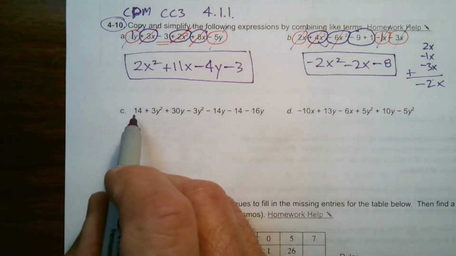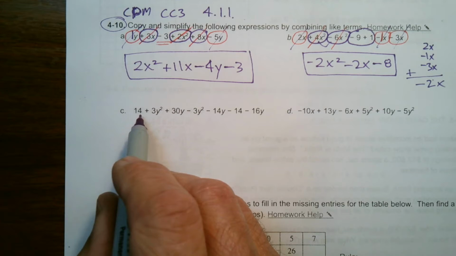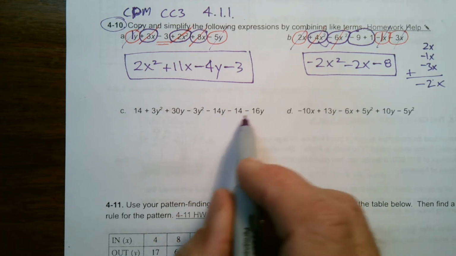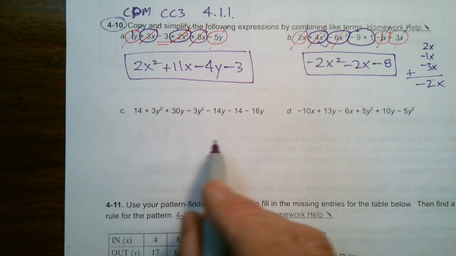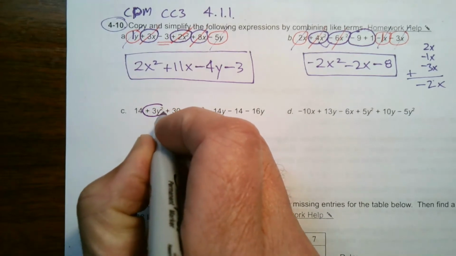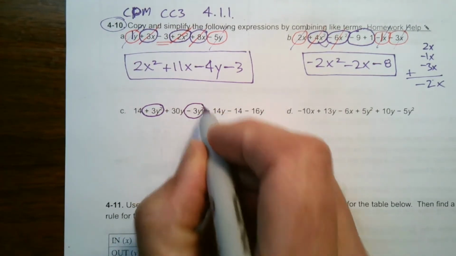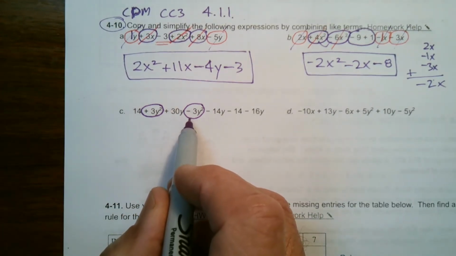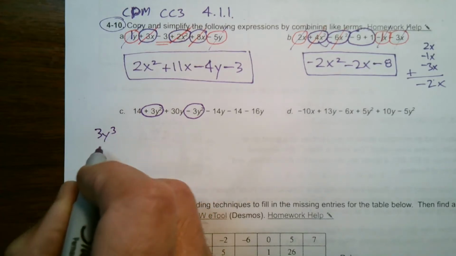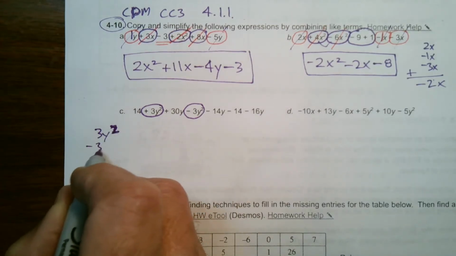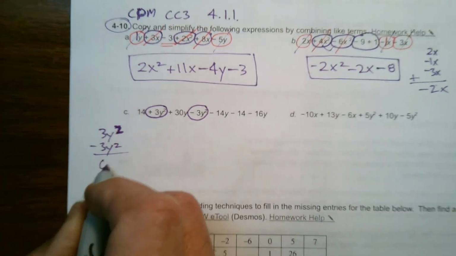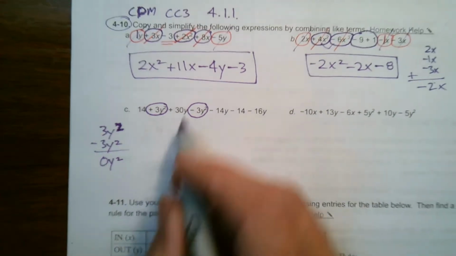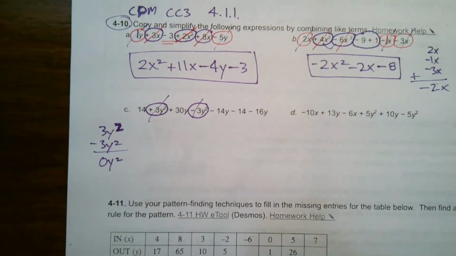Okay, keep going. C. Once again, I'm going to look to see. It looks like I've got a constant, a y squared term, a y term, a y squared term, a y term, a constant, and a y term. So let's start with the y squared terms. I have a positive 3y squared and a negative 3y squared. Pay attention to the sign in front. Positive 3, negative 3 is 0. Positive and negative zero out. So it's 0y squared, which is just 0. So I'm just going to cross those off, and I don't need to write anything for those.